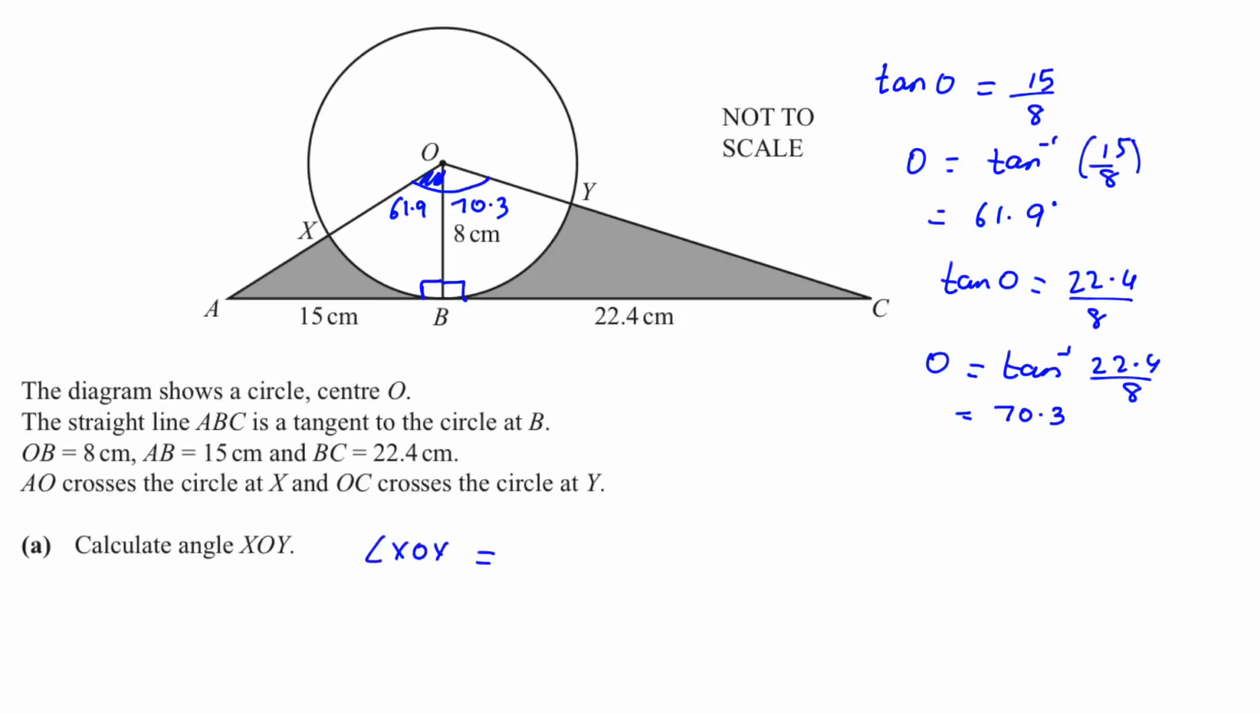is equal to 61.9 plus 70.3, which is 132.2 rounded to one decimal place.